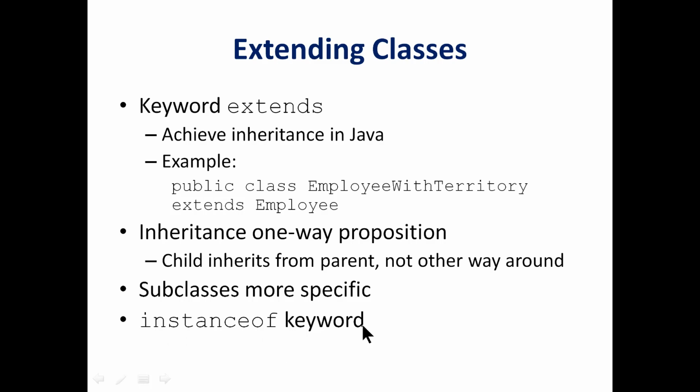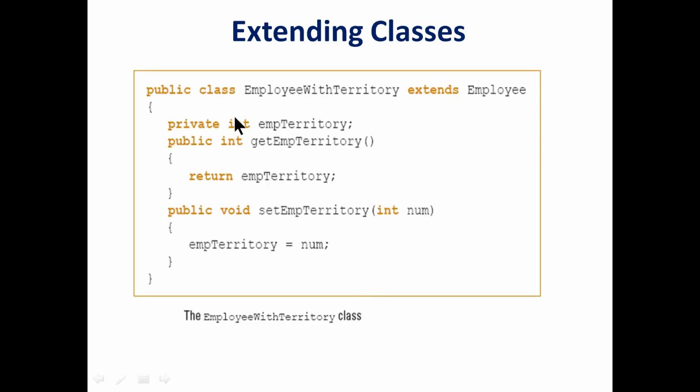I want to give you an example here. Look at this code. public class EmployeeWithTerritory extends Employee. I have a private data member. Then I have two methods, and this is my subclass EmployeeWithTerritory.